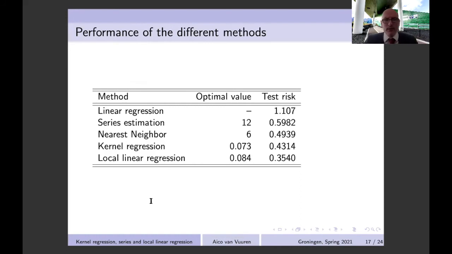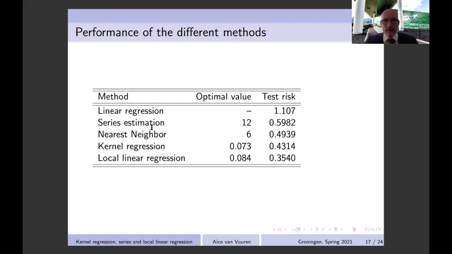What we are going to do is look at linear regression, series estimation, nearest neighbor estimation, kernel regression, and local linear regression. And then based on that, we have here, first of all, the optimal values. I'm going to explain that in a minute because these things are, of course, different for the different estimation methods. And we're going to look at the test risk.